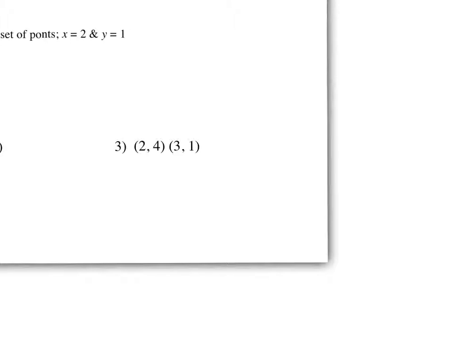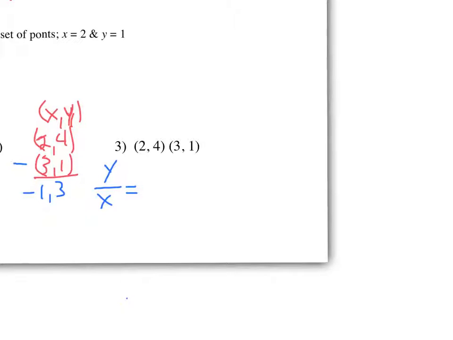Okay, go for this one. This one sets up as (2, 4) on top and (3, 1) on the bottom. And subtracting 3 from 2, we get a -1. And 1 from 4, we get a 3. Recording this y over x, we then have 3 over a -1, which means a -3 is our slope, which equals m. Hope you had fun.